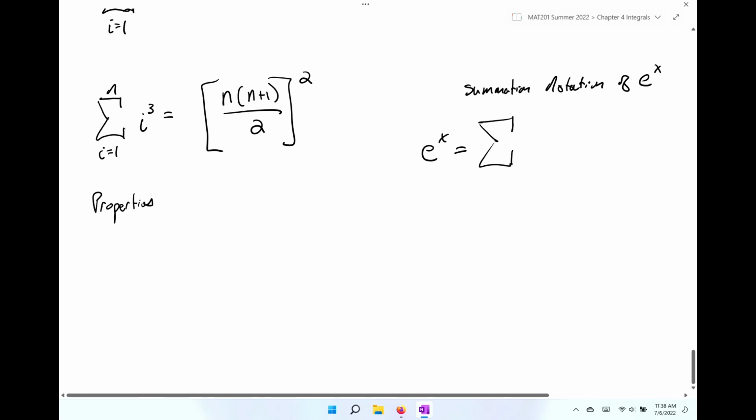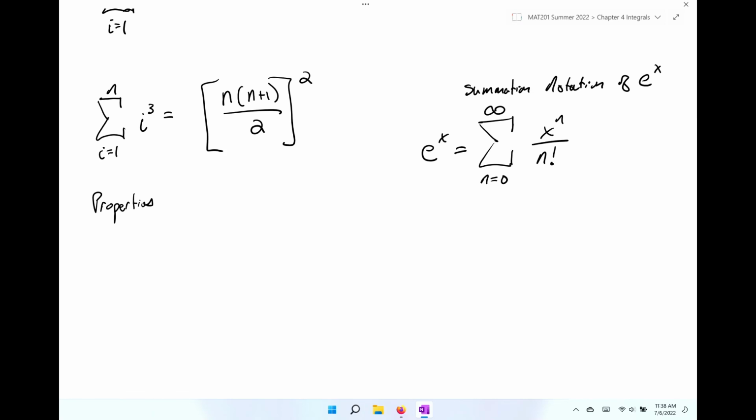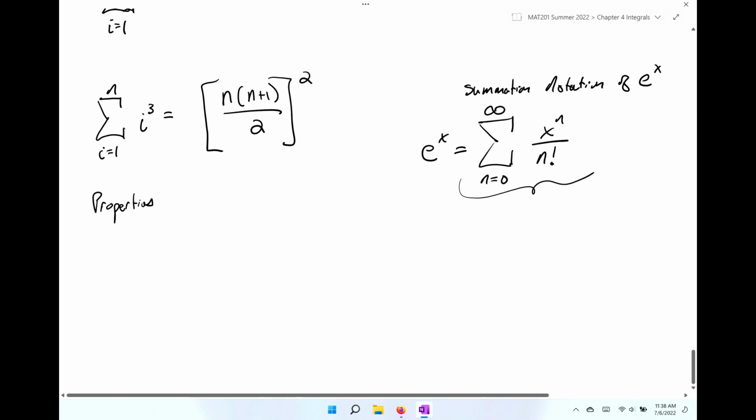The summation of n equals 0 to infinity of x to the n over n factorial. That is how you approximate e to the x using summation notation. And there are a bunch of these that exist. Luckily for us, I am not going to be going over this.